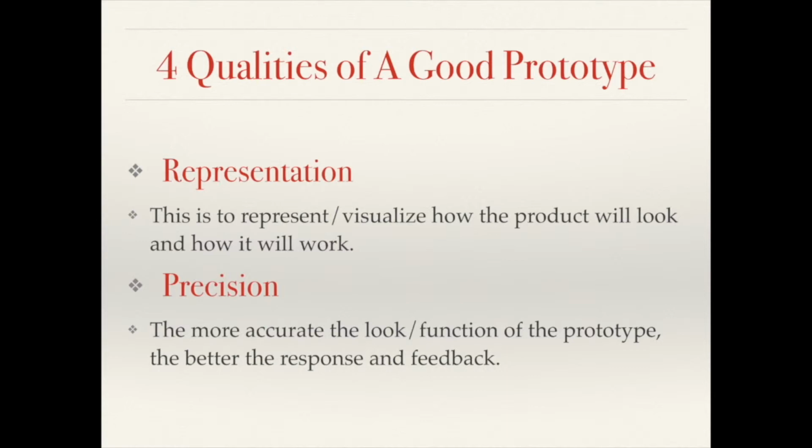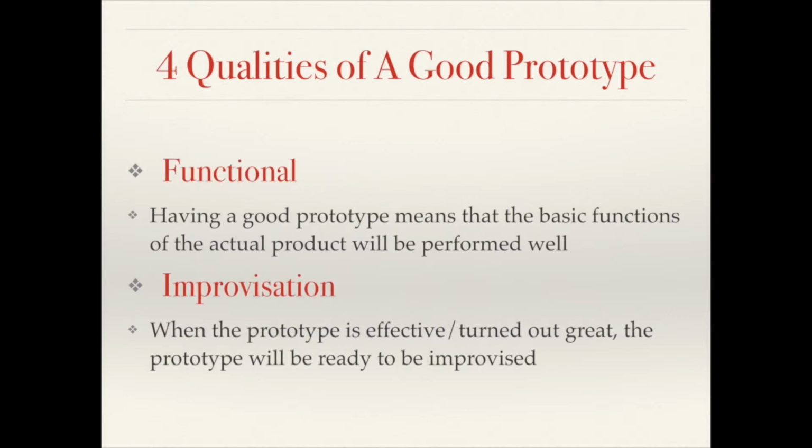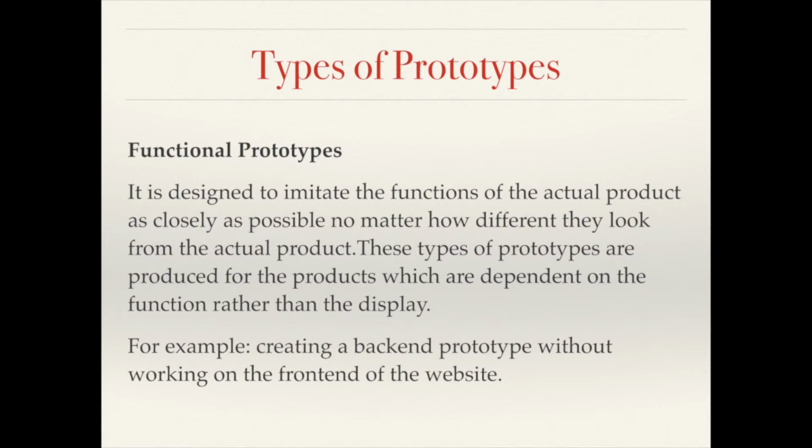Second is precision. The more accurate the look or the function of the prototype, the better the response and the feedback. The third one is functional. Having a good prototype means that the basic functions of the actual product will be performed well. Last is improvisation. When the prototype is effective or it turned out great, the prototype will be ready to be improvised. Types of prototypes. So first is functional prototypes.